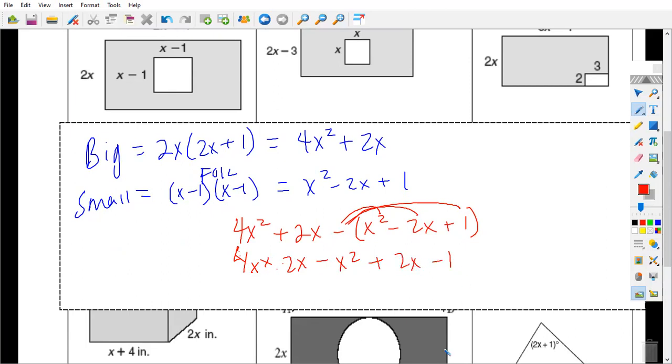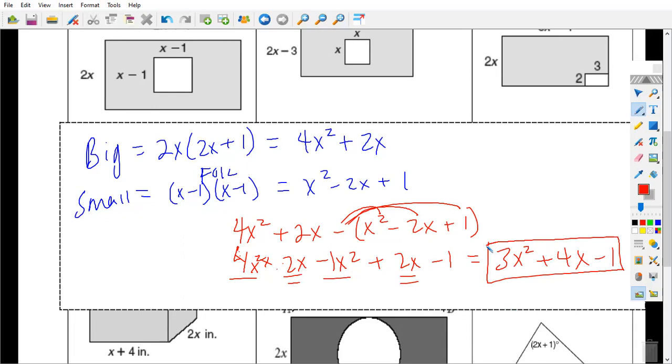Okay, you have to change every single sign. You can't just change the first one. You have to change the sign of all of the terms. All right, now we just clean it up. Okay, there we go. So first up, we have 4x squared and negative 1x squared, and that gives us 3x squared, plus 4x and then minus 1. So that would be the area of the shaded region.